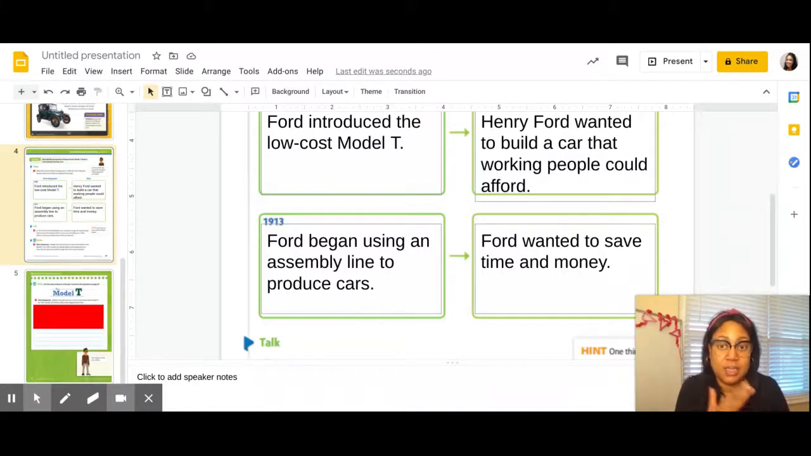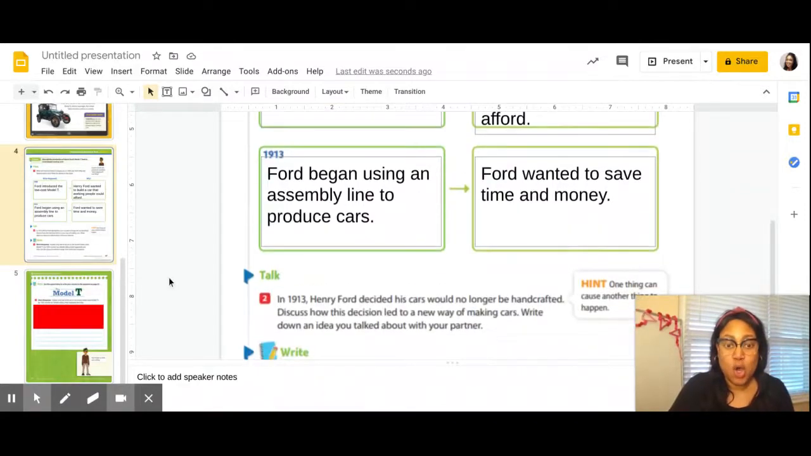Okay, assembly line. What is the cause of the assembly line? The need to save money and time. What's the outcome? It's the assembly line. The cause, we need to save time and money. The result, assembly line. The cause, we need more people to be able to afford cars. The result or the outcome, the Model T.